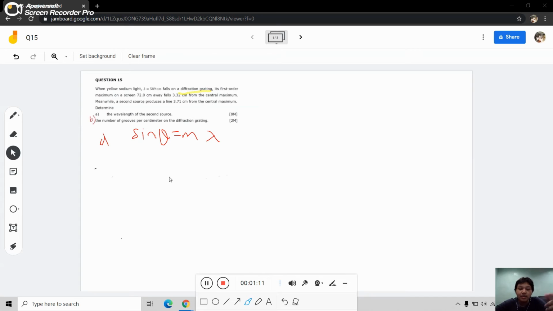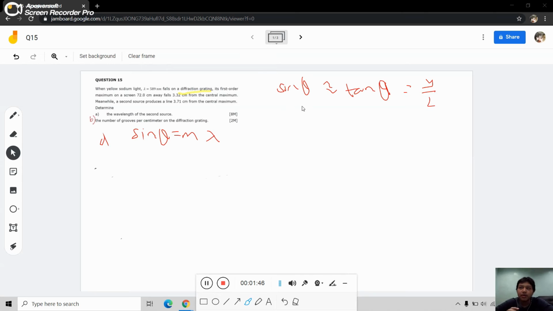To find the lambda of the second source, we need to find a. We don't have a, so we're using the first source to find the value of the size of slit. We know that sine theta is approximately tangent theta, which is equivalent to y over L. The reason is that for small angles the values are approximately almost the same.